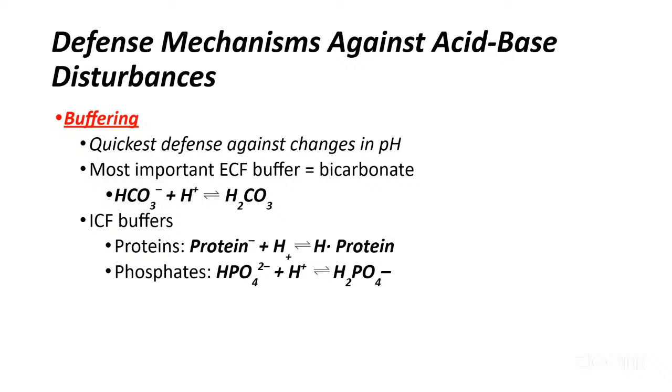Now, there are other buffers, right? We briefly mentioned that hemoglobin acts as a buffer because of its reactions with carbon dioxide. In your intracellular fluid, inside the cell, you'll have various proteins that can also soak up hydrogen ions, acting as a buffer, as well as phosphates doing the same thing. So we have a couple other buffers that can work in conjunction with our bicarbonate.